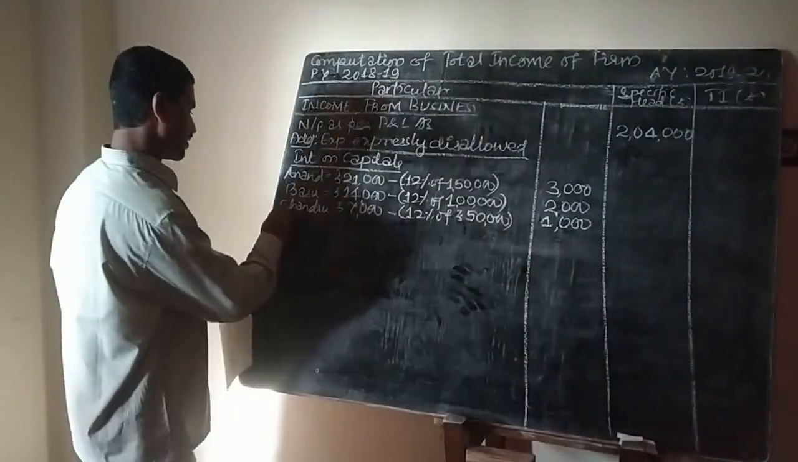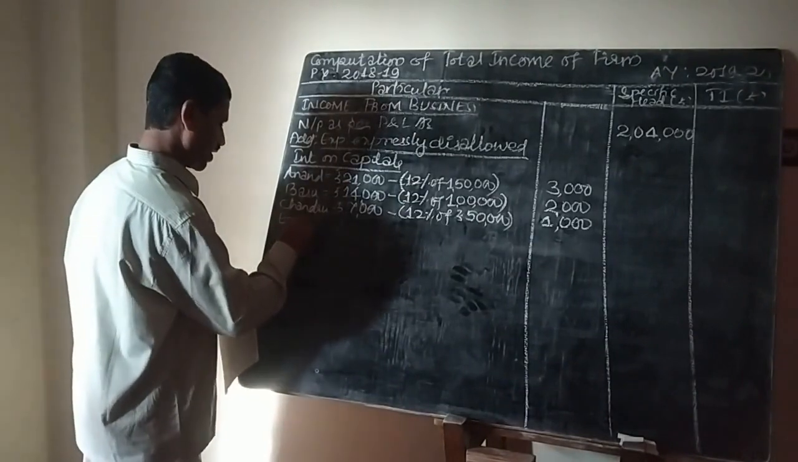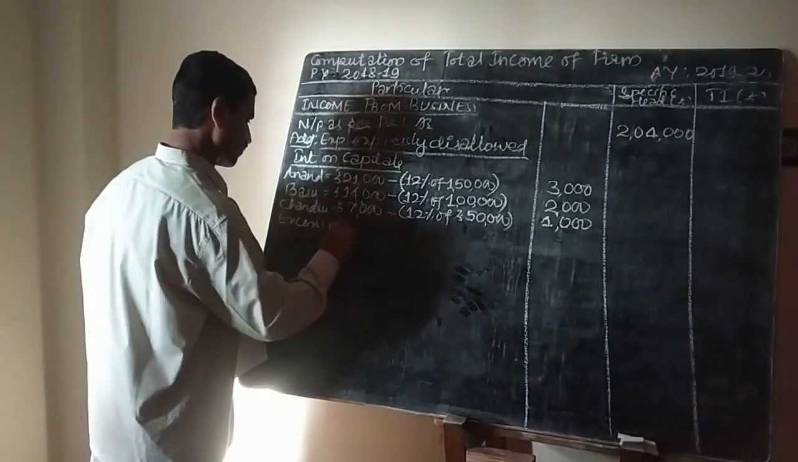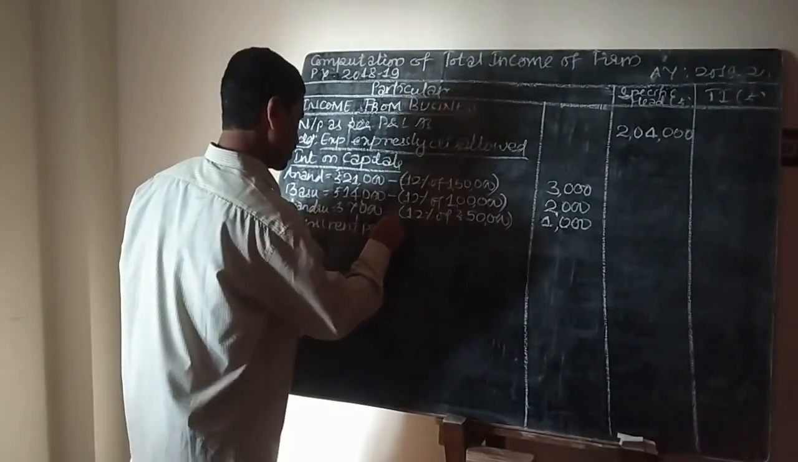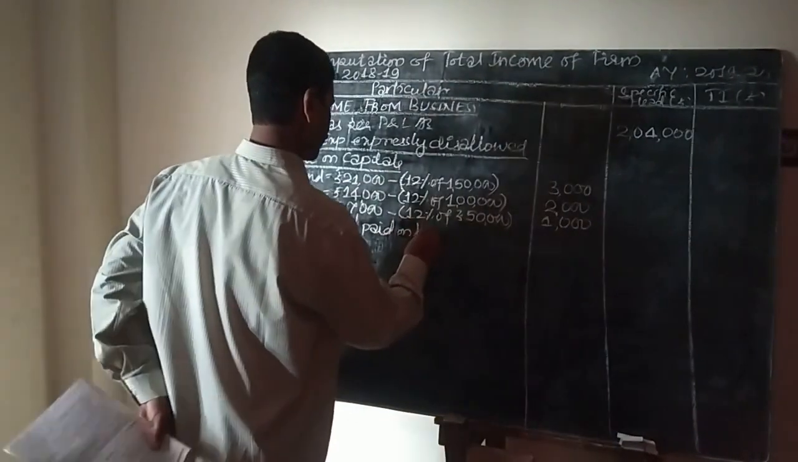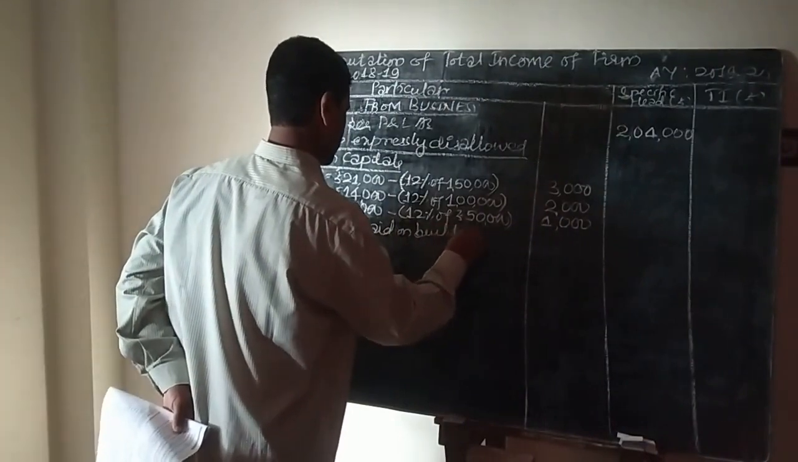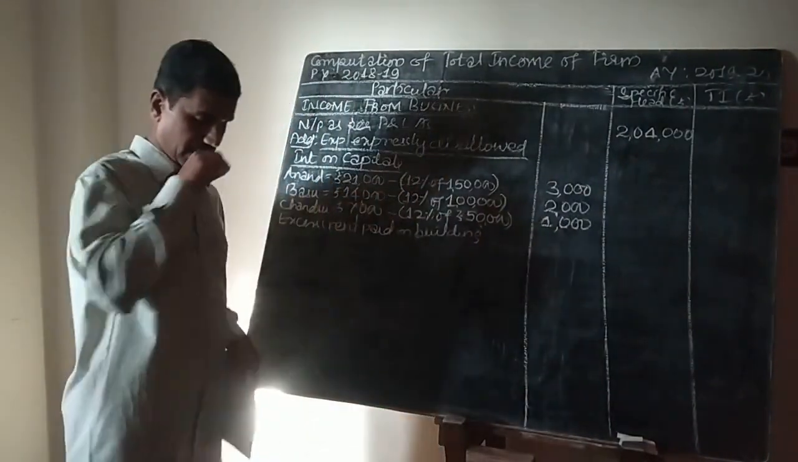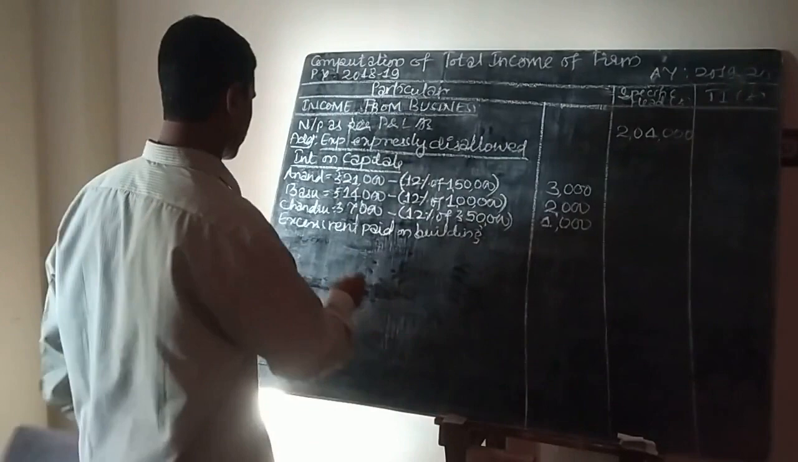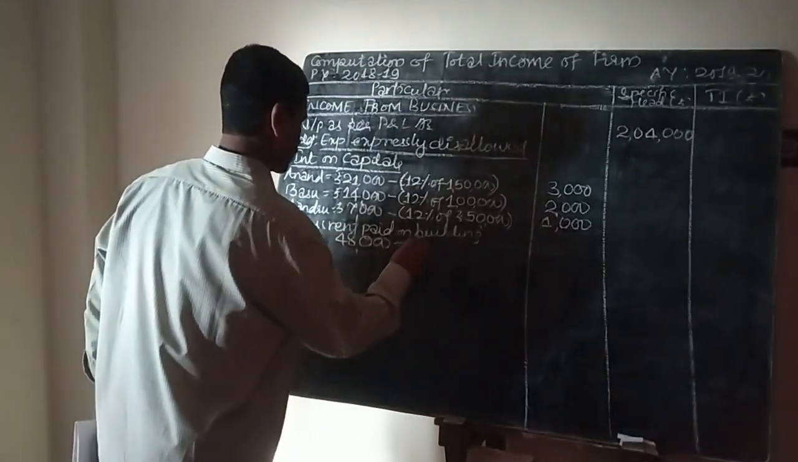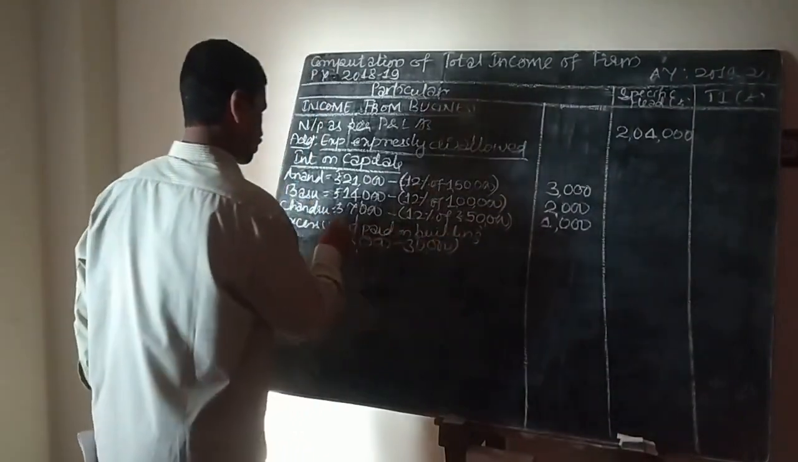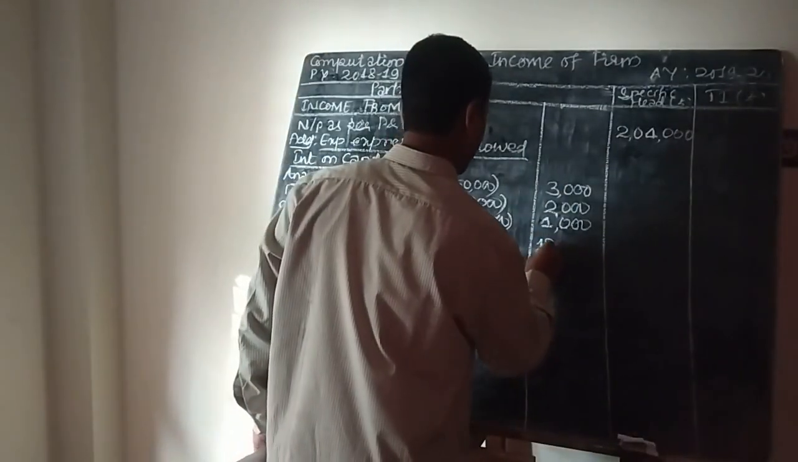Now excess rent paid. This is on building. Here the actual rent paid is rupees 48,000. So 48,000 minus 30,000 comes to 18,000.